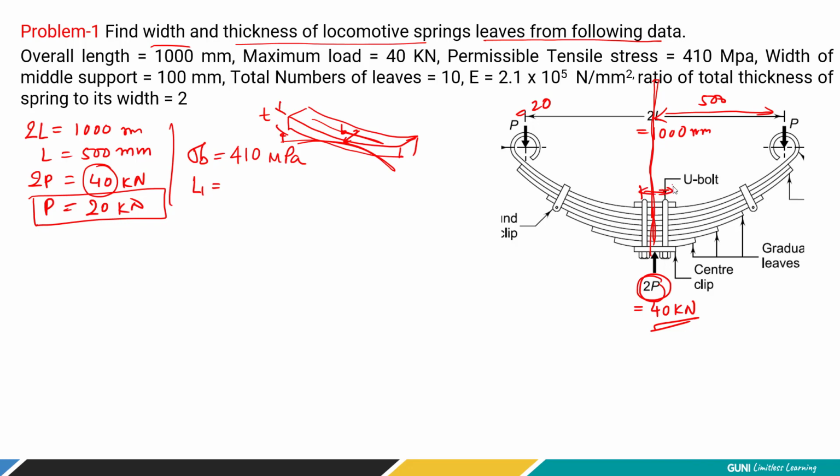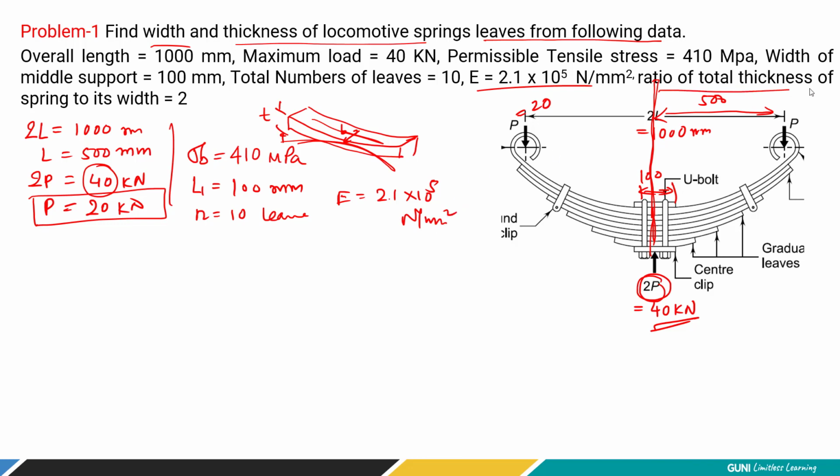This length is given as how much it is? 100. Okay. So it is given 100 millimeter. Now the total number of leaves is 10. Total how many? 10 leaves. We have 10 leaves. Now E is given. E is 2.1 × 10⁵ Newton per millimeter square.